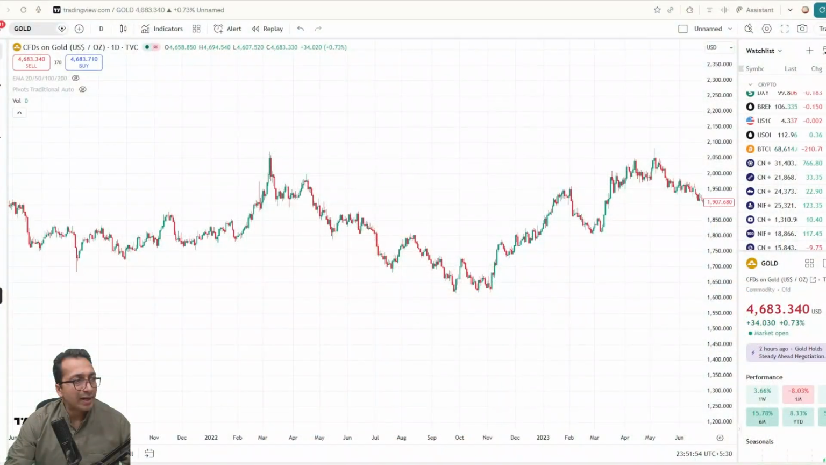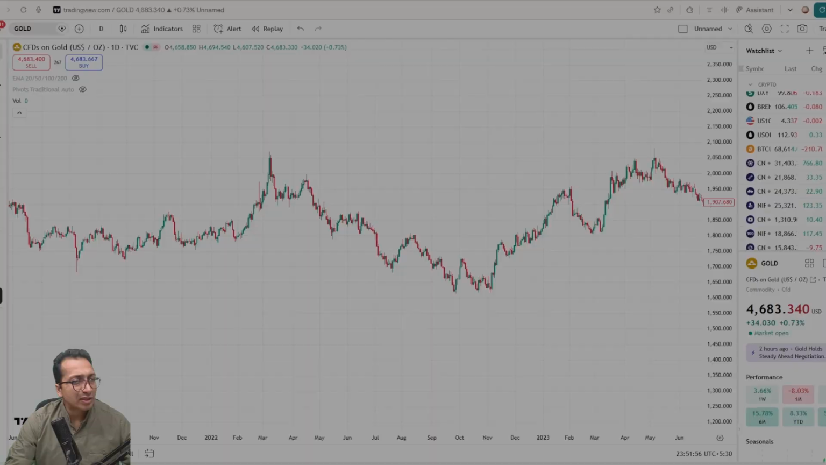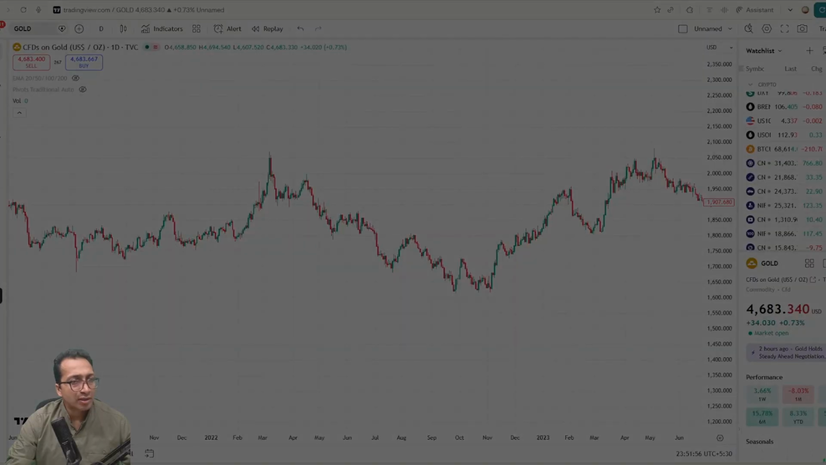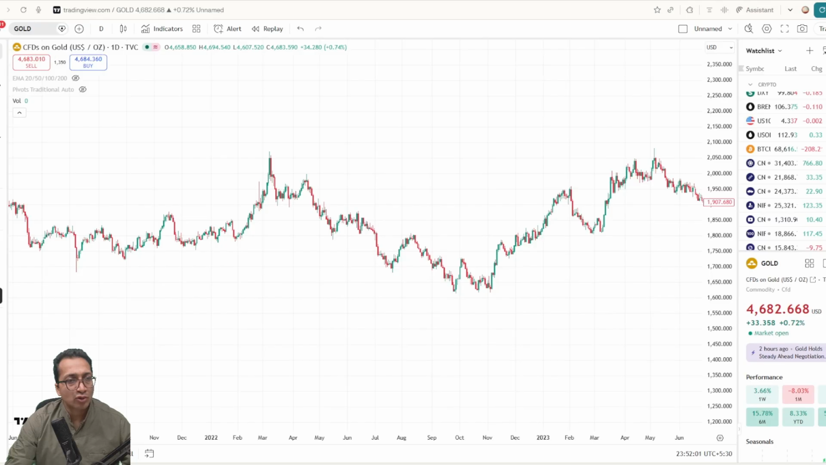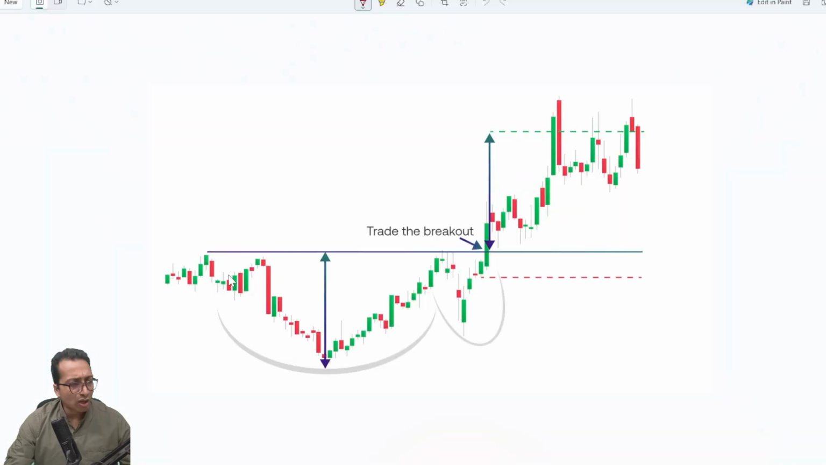Cup and handle pattern. It keeps on forming in the market on every kind of chart, and it provides a very strong signal towards the bullish end. So how does it happen?